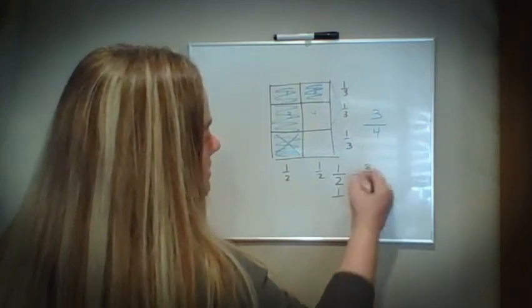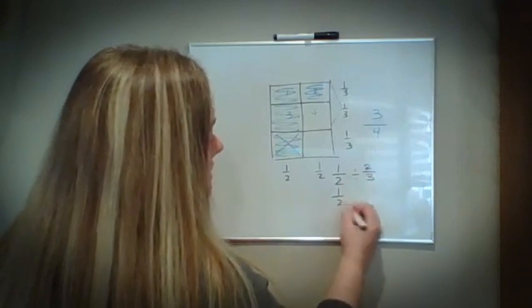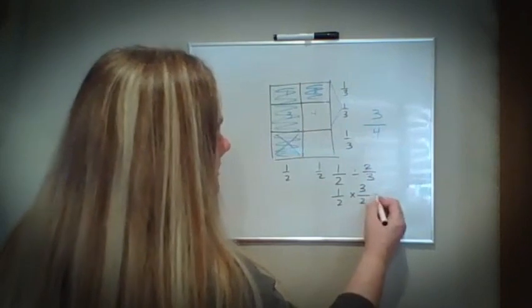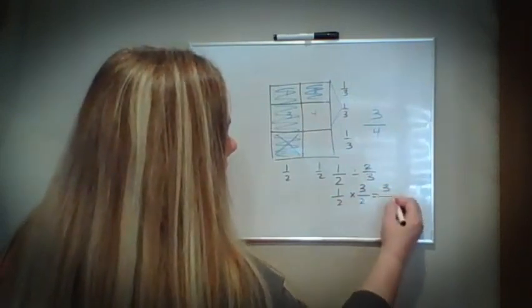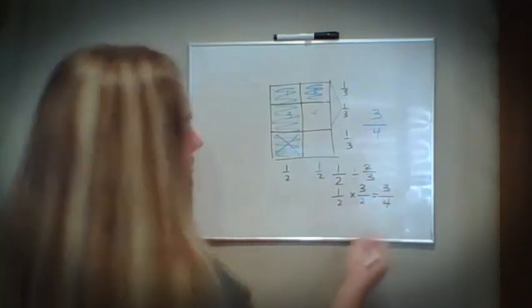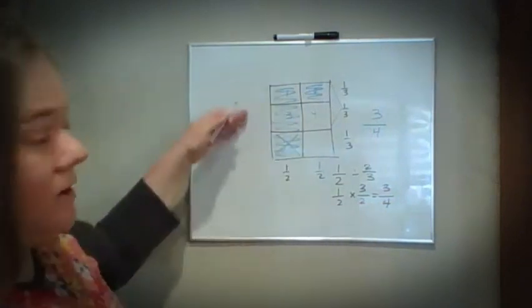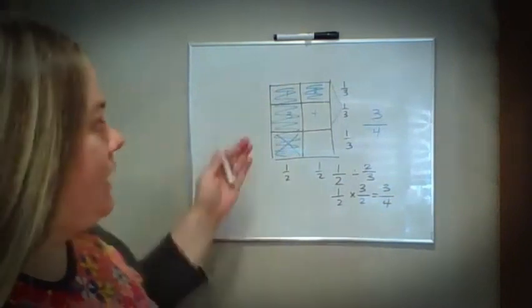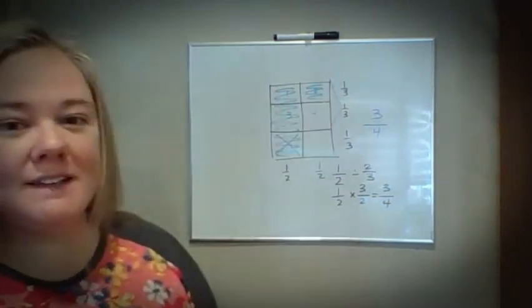Again, a division of 2/3 is really a multiplication of 3/2 because that's the reciprocal. 1 times 3 is 3. 2 times 2 is 4. So my area model is confirmed with the standard algorithm. 1/2 divided by 2/3 is 3/4.